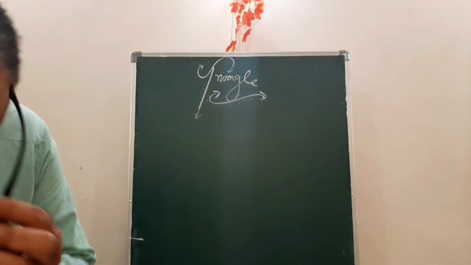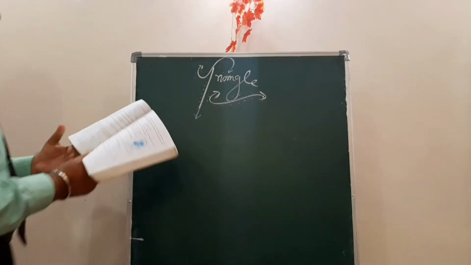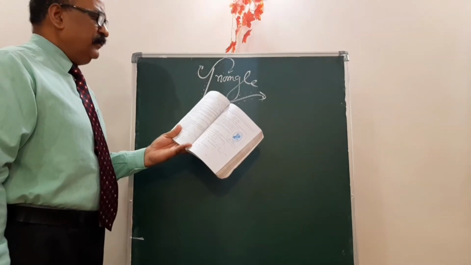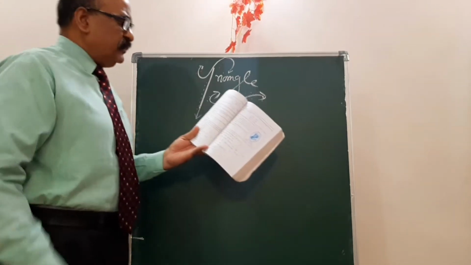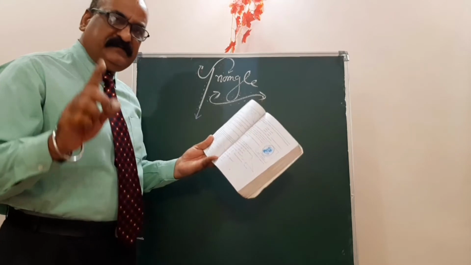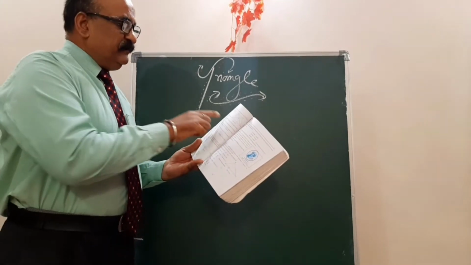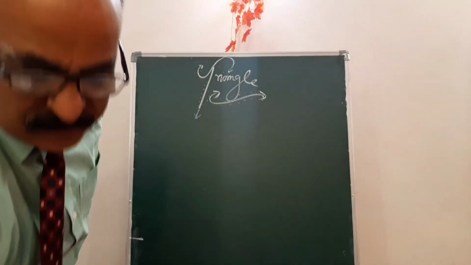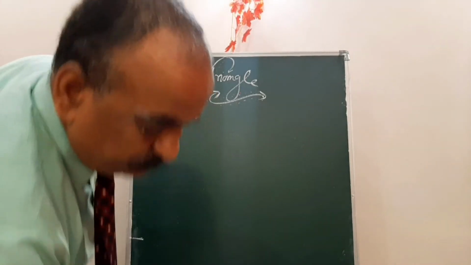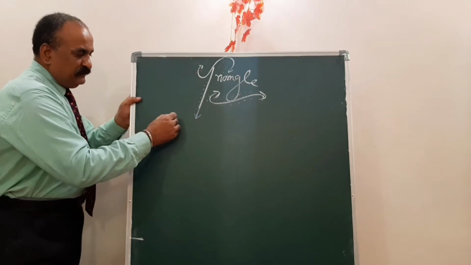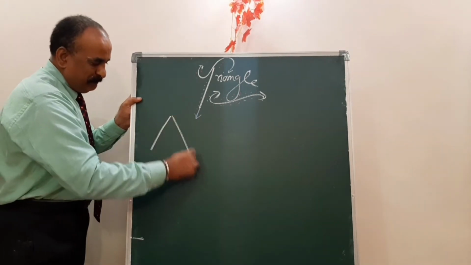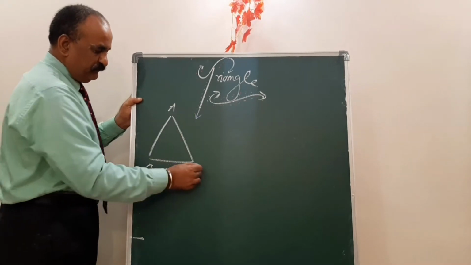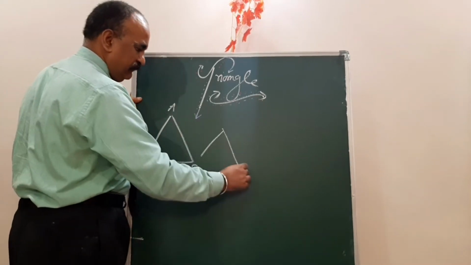Question number 4 is, if the areas of two similar triangles are equal, prove that the triangles are congruent. I am taking question number 4 of exercise 6.4. Let us see. According to the question, these are two triangles, triangle ABC and triangle DEF.